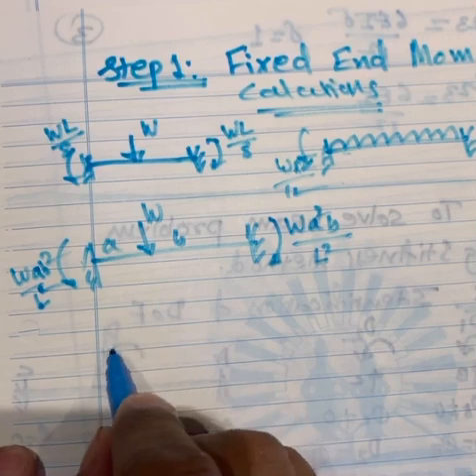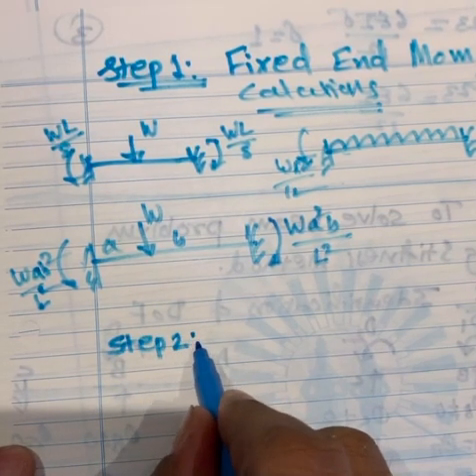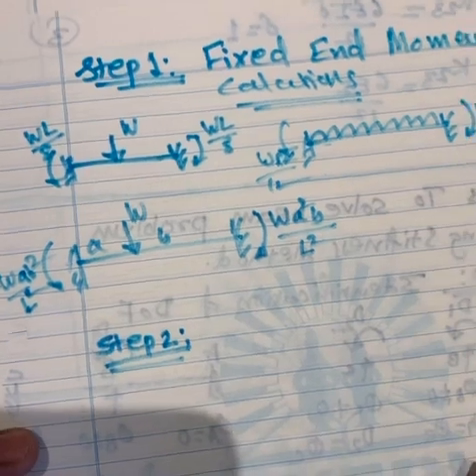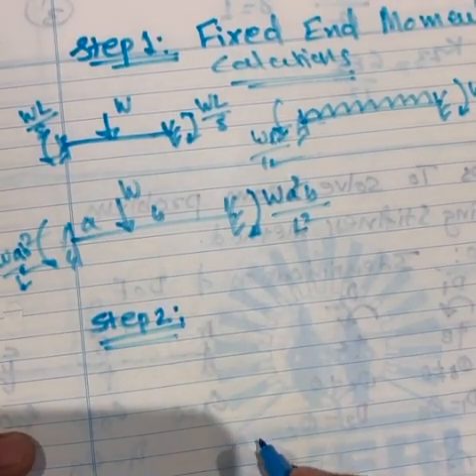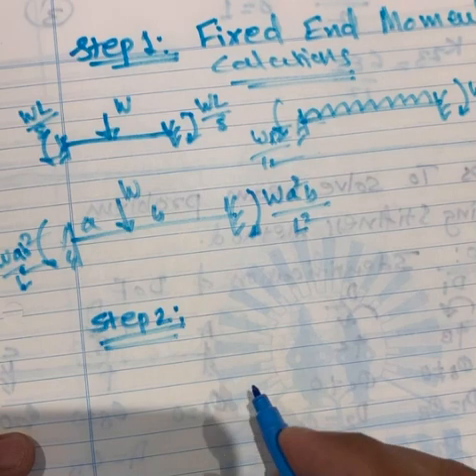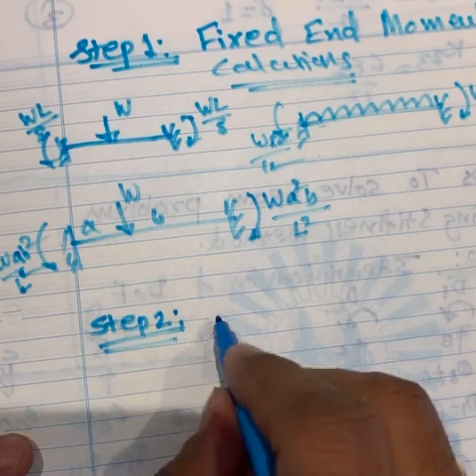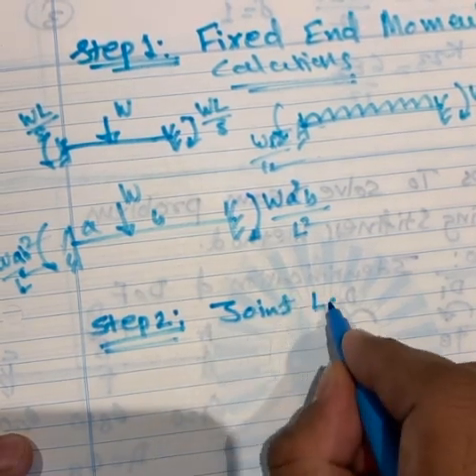Then we have step 2. Once we take an example, you will understand the steps. Whatever steps we have written, we will collect from these papers, and then we will solve one example. That will make it easy for you to understand. Let's see what step 2 is. It is joint load.